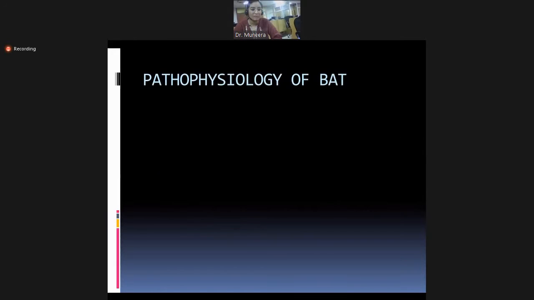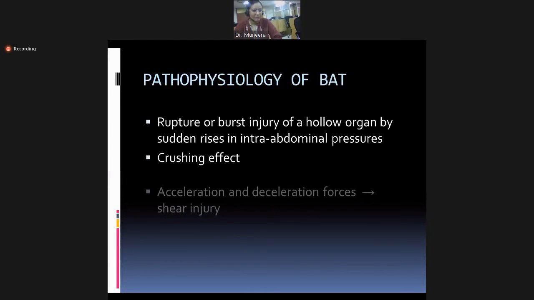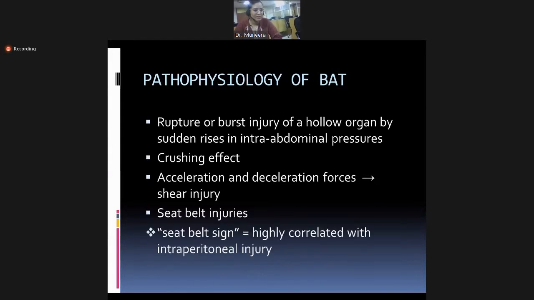Coming to the pathophysiology of blunt abdominal trauma. Rupture or burst injury of a hollow organ by a sudden rise in intra-abdominal pressure, crushing effect, and acceleration and deceleration forces leading to shear injury, especially at the level of blood vessels or the mesentery of the abdomen. Seat belt injuries also highly correlate with intraperitoneal injuries.